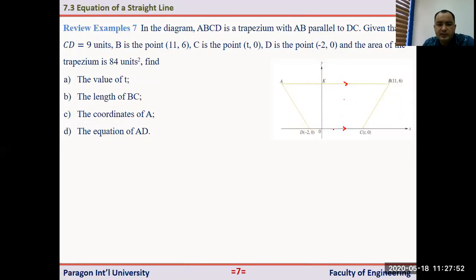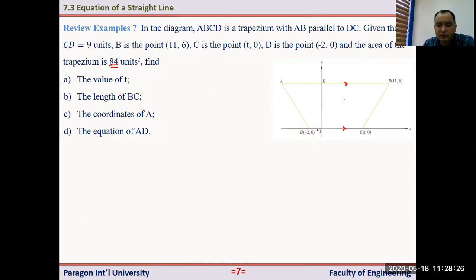All right. B is a point whose coordinates are 11, 6. And C is a point, x coordinate is t, and y coordinate is 0. That's why it is on the x-axis. D is a point whose coordinates are -2 and 0. And the area of the trapezium is 84 units squared. Question A, find the value of t.